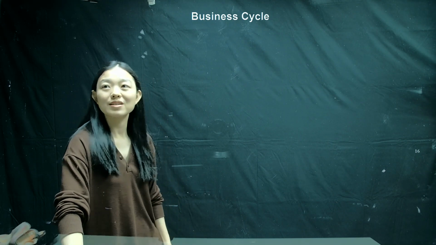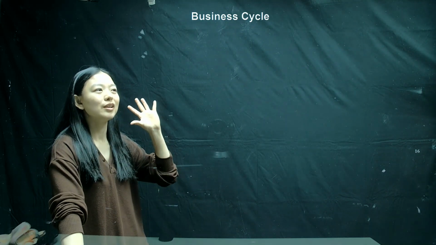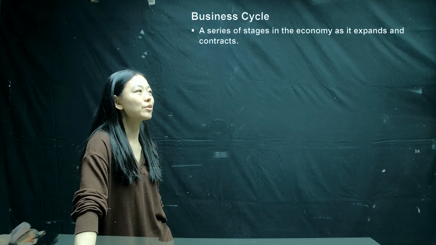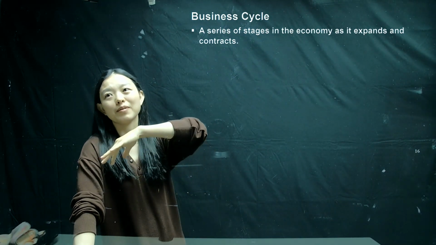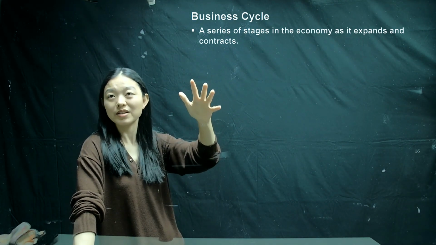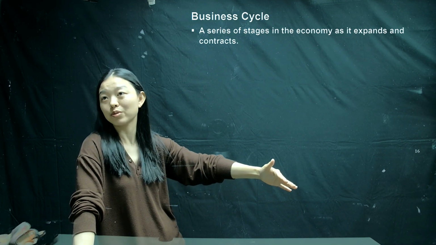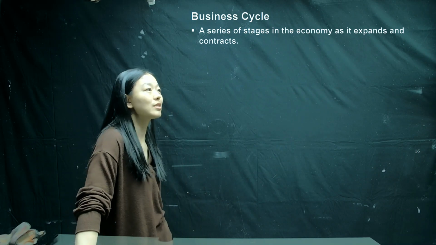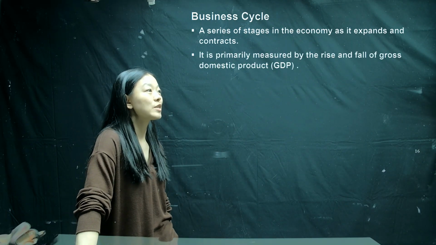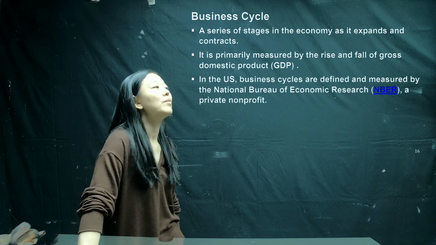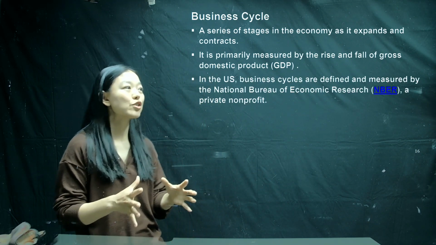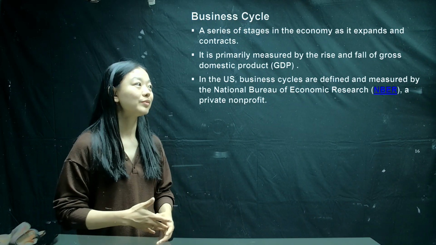Now let's look at the business cycle. We have talked about the business cycle several times, and here we will try to link it with unemployment. The business cycle is a series of stages in which the economy expands or contracts. It can become prosperous, and sometimes the economy will have recessions, but after that it will recover. This is what we call a business cycle. It is primarily measured by the rise and decrease of GDP. In the United States, business cycles are determined and measured by the National Bureau of Economic Research.